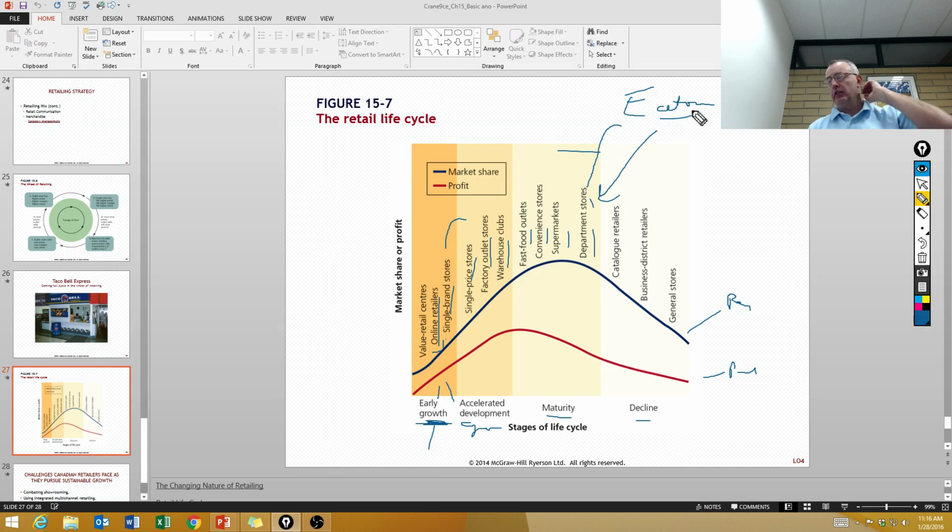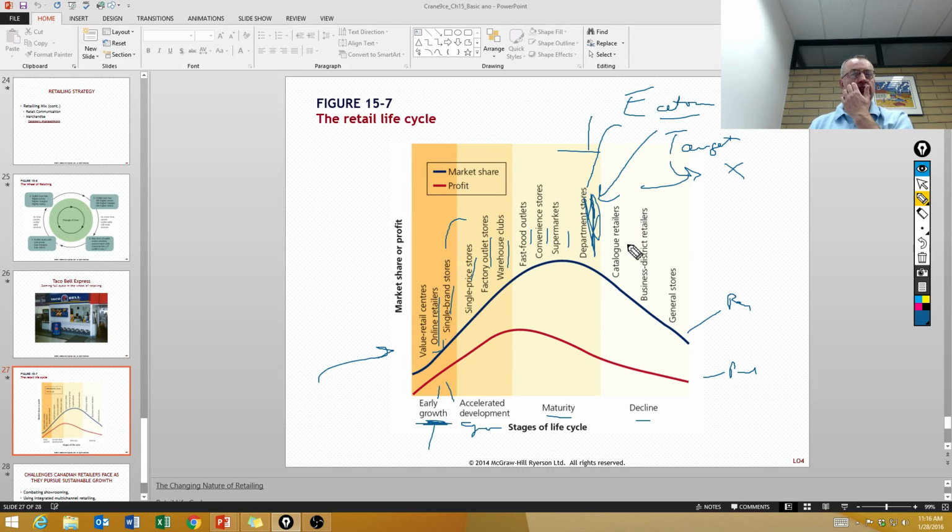And then you may recall a couple of years ago, after Zellers went out of business, the American retailer Target came into Canada, and then within about 2 years they changed their mind and exited Canada. So that's sort of indicating that maybe this department store concept is a mature retailing model, and you need to find some other model to succeed.